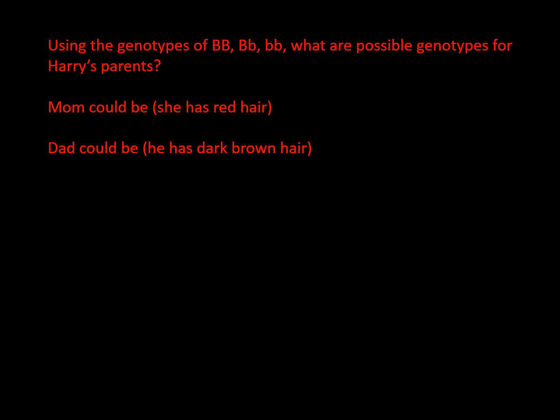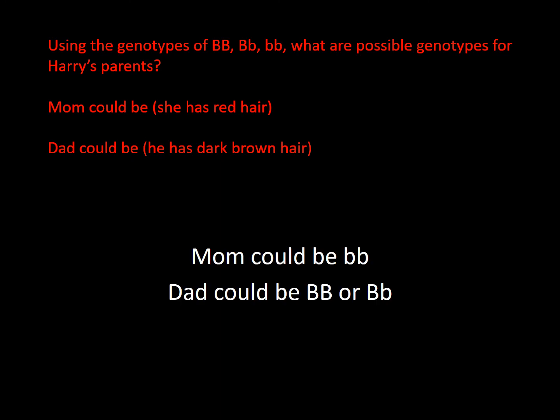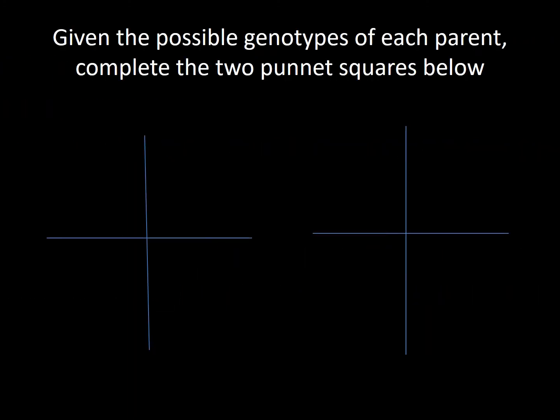So the mom is going to be little b, little b because she's going to have red hair, and the dad is going to have big B, little b or big B, big B because he has brown hair. He has that dark brown hair. So given the traits, we're going to draw out the Punnett squares. Now we're going to do big B first, because why not? And a big B, little b on the second. So that's Harry's dad. And we're going to go and draw out the mom.